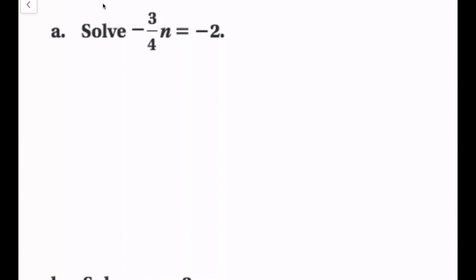Now, normally, in order to cancel out multiplication, we would do division. And you could divide by negative 3 over 4, but there's actually an easier way. All division is multiplying by that number's reciprocal. So I can multiply by the reciprocal, which is just the flipped version of this fraction, on both sides to cancel out this negative 3/4. So I'm going to rewrite my equation. Negative 3/4 n equals negative 2. And then I'm going to multiply negative 3 over 4's reciprocal, which is negative 4 over 3.